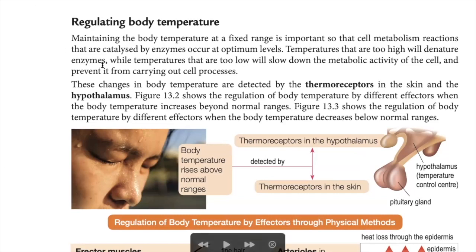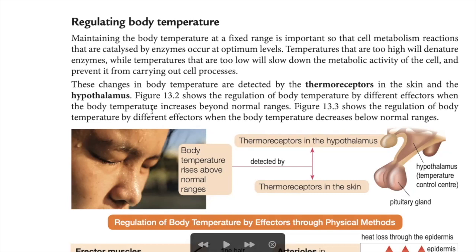We know that the optimum temperature is 37 degrees Celsius. If you have a temperature higher than that, this will make your body have a fever, and your enzyme becomes denatured. But when the temperature is too low, this will slow down the enzyme activity. The next one: the change in body temperature is detected by thermoreceptors. You can find these thermoreceptors in two places. The first one is under the skin, and the last one is in the hypothalamus of the brain.